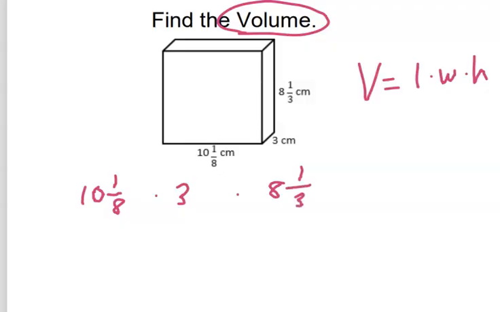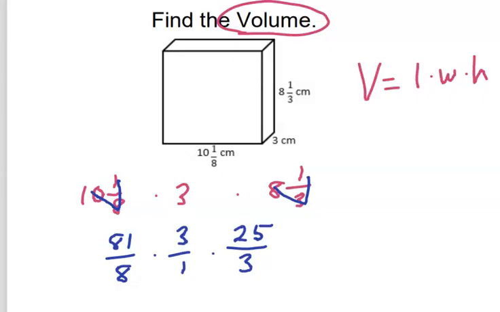Okay, we have to change these mixed numbers into improper fractions. 10 times 8 is 80, plus 1 is 81. So it's going to be 81 over 8. 3 just becomes 3 over 1. And 8 1/3, 8 times 3 is 24, plus 1 more is 25. So we put 25 over 3.